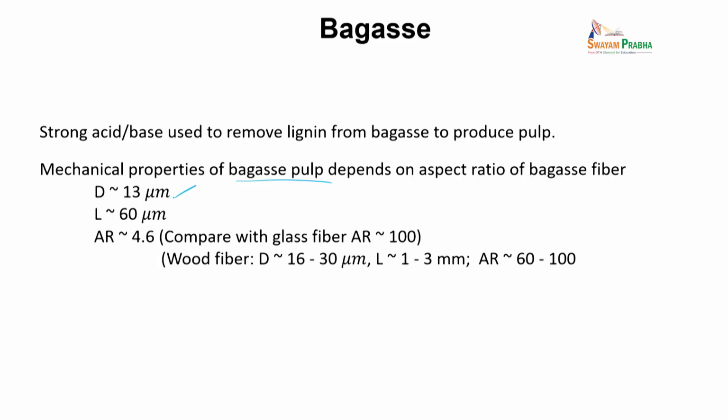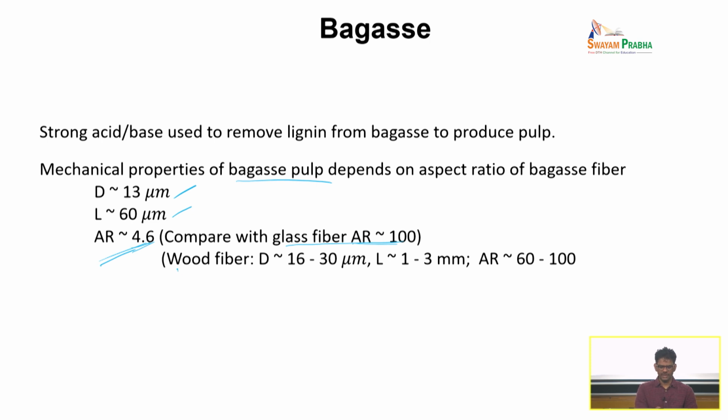Typically these bagasse pulp fibers would have a diameter of roughly between 10 to 13 micrometers, and the length can be anywhere between 50 to 60 micrometers. So if you think about the aspect ratio, we are talking about a 4 to 5 aspect ratio. The glass fiber that we use as a reinforcement in many polymers is typically of 100. Whenever you use a fiber as a reinforcing material for strength, you need a high aspect ratio, of the order of 100. But the cellulose fiber obtained from sugarcane bagasse has about 5.